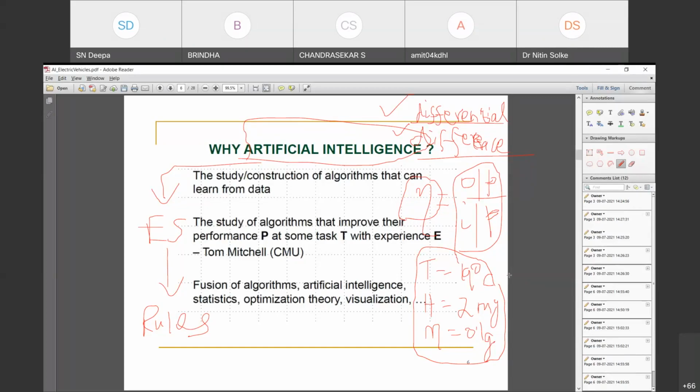Temperature is 19 degrees. Humidity is 2 milligram. Moisture content in the air is 0.1 grams. I'm asking you whether rain will come or not. Yes or no? Anyone? Yes or no? Yes, ma'am. Yes. How are you, Sri Lakshmi, to tell yes? So you're telling rain will come.